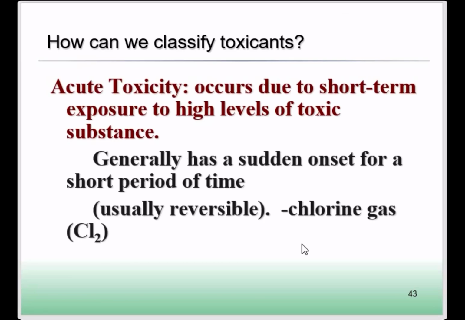How can we classify toxicants? Toxicants can be defined as acute toxicants. Acute toxicity occurs over a short term, for example, within 24 hours. A 24-hour exposure to high levels of a toxic substance may cause acute toxicity and acute toxic disease. For example, chlorine gas is a poison gas. If workers are exposed to high levels of it, it may cause death. So that is an acute toxicant.